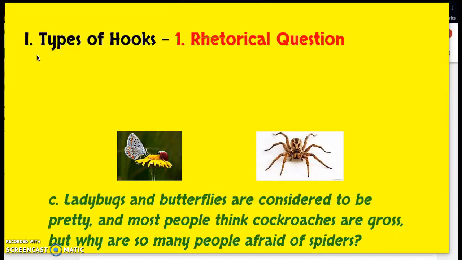Ladybugs and butterflies are considered to be pretty, and most people think cockroaches are gross, but why are so many people afraid of spiders? I think that's the most interesting question because the others are just kind of restating the prompt again, which is very common.